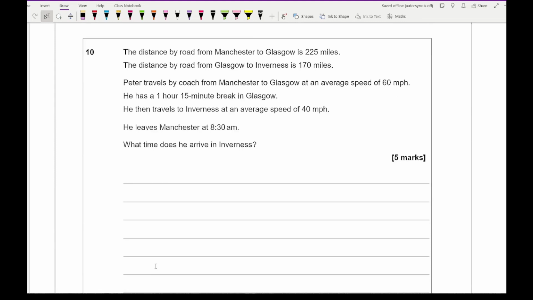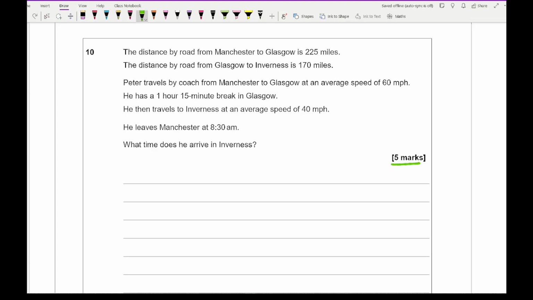Then moving on to our last question, it says the distance by road from Manchester to Glasgow is 225 miles. The distance by road from Glasgow to Inverness is 170 miles. Peter travels by coach from Manchester to Glasgow at an average speed of 60 miles per hour. He has a 1 hour 15-minute break in Glasgow. He then travels to Inverness at an average speed of 40 miles per hour. He leaves Manchester at 8:30 a.m. What time does he arrive in Inverness? And it's worth 5 marks.